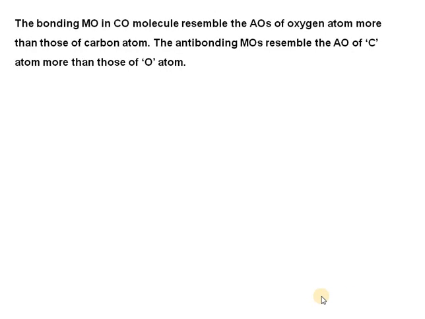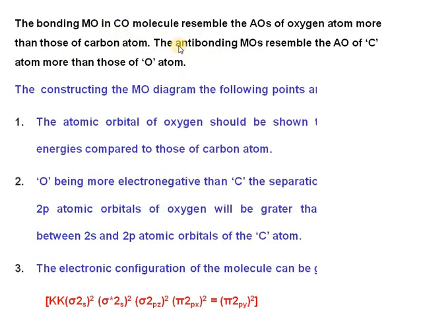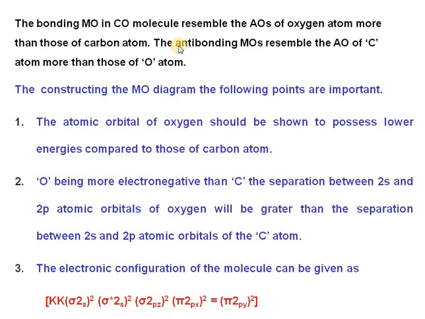But you know that the bonding molecular orbitals in the carbon monoxide molecule resemble the atomic orbitals of the oxygen atom more than those of the carbon atom. And the antibonding molecular orbitals resemble the atomic orbitals of the carbon atom more than those of the oxygen atom. From these statements, we can construct the molecular orbital diagram for the carbon monoxide molecule using three important points.